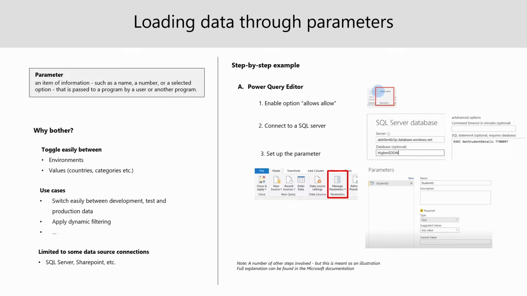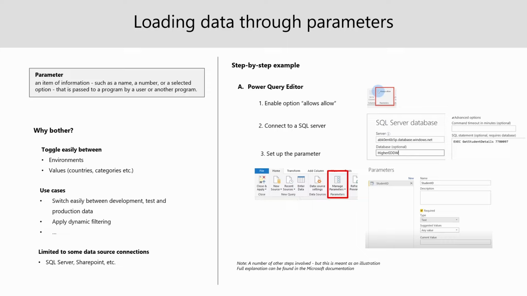Now it's limited to some data source connections, and often it will be used in an SQL context. Now, how do we set up a parameter? We go to Power BI, Power Query, and then firstly we have to enable the option Always Allow within the parameters field. We'll connect to an SQL server by defining the server and the database, and we'll set up the parameter by clicking on Manage Parameters.